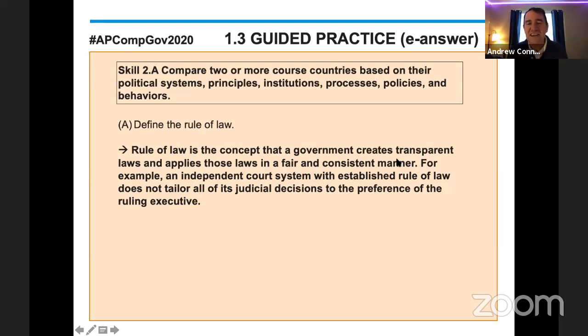But then just in case that definition or description of that word was lacking, I want to put an example in there. Sometimes I can put a country-specific example, or sometimes I can put a non-country-specific example. I can put a hypothetical example in here, but get in the habit of being complete and writing an example. In this case, I talked about an independent court system establishing a rule of law that doesn't necessarily go along with the preference of the ruling executive. So I put that in my definition to be complete, to help make sure I nailed the definition of rule of law to get that point.